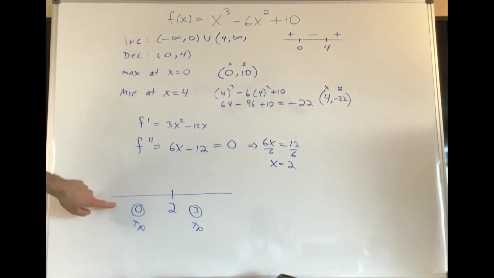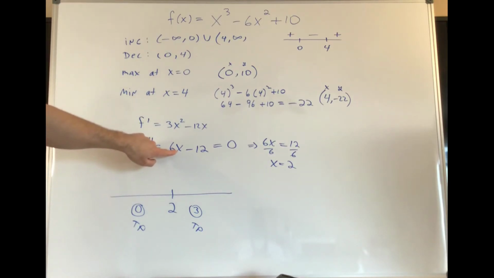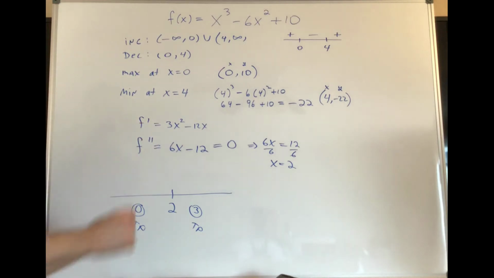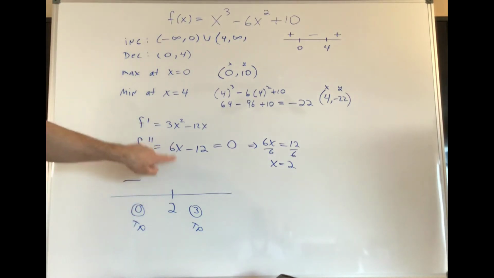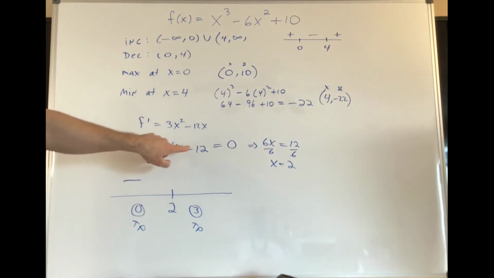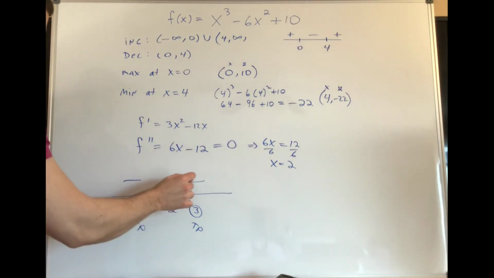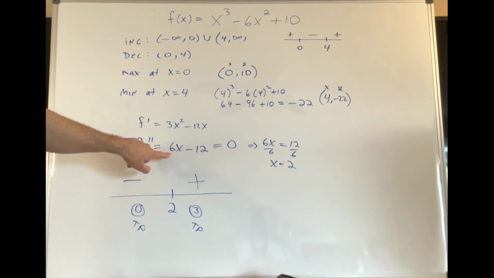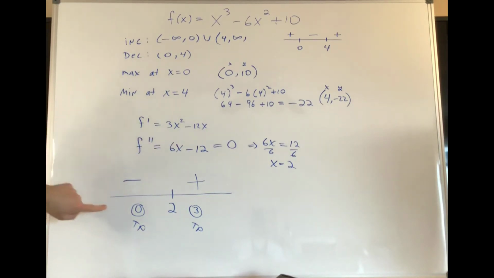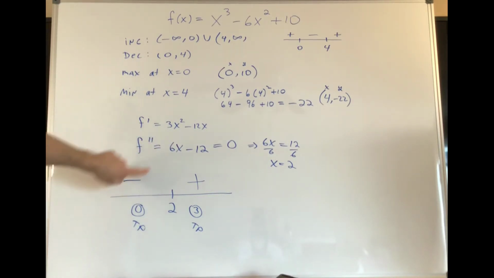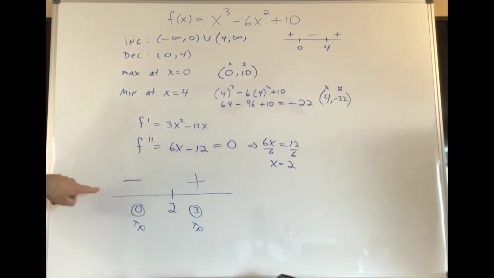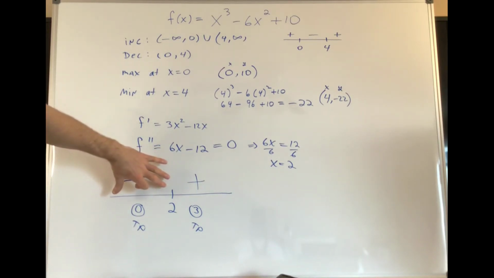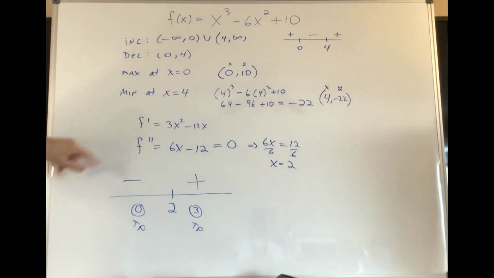Doesn't matter. Look, when you plug in 0 for x, you get 6 times 0, which is 0. Take away 12. It's negative. 6 times 3 is 18. Take away 12. Positive. If you had plugged in 1, 6 times 1 is 6. 6 minus 12, negative. If you had plugged in negative 1, that's negative 6, take away 12, negative. Any number that you pick to the left of 2 is going to give you a negative when you plug it into the second derivative.